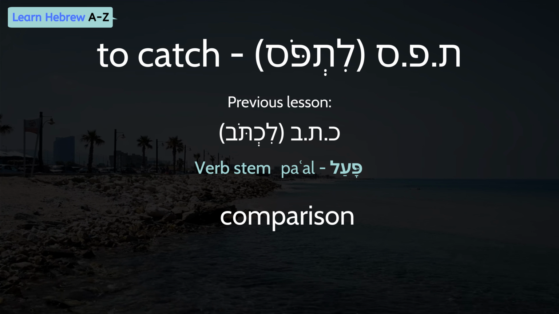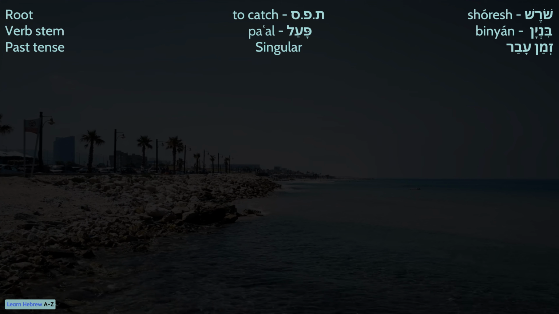I will also compare some examples side by side so you can see how the root fits into the word and how the verb stem adds letters and syllables so it agrees with the person, gender, and more. Before all that, let's start with the past tense in the singular form.